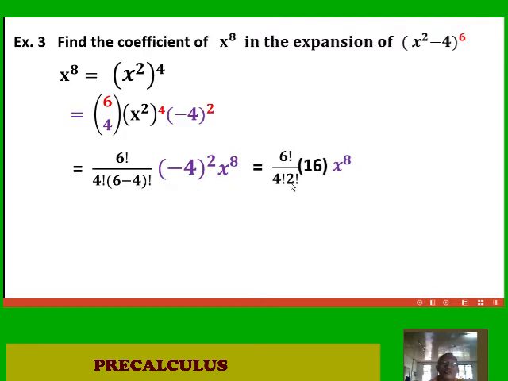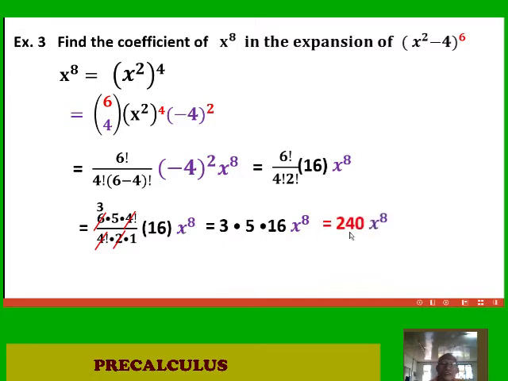6 minus 4 is 2. Expanding the factorial, 6 times 5 times 4 factorial over 4 factorial times 2 factorial, which is 2 times 1. Cancelling out 4 factorial, 6 divided by 2 is 3. So we are left with 3 times 5 times 16 x to the 8th power. So it is equal to 240 x to the 8th. So the term involving x to the 8th has a coefficient of 240.